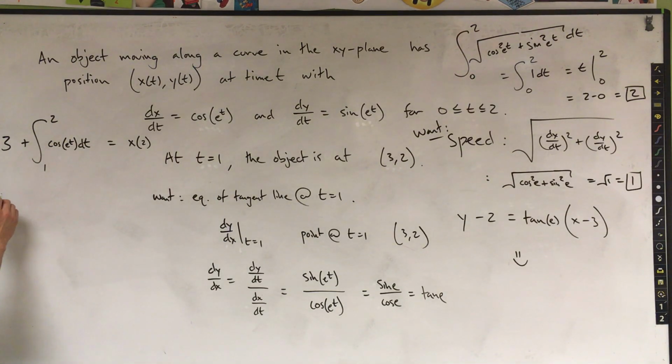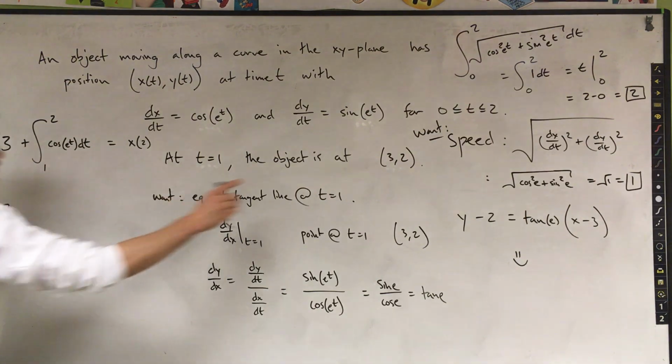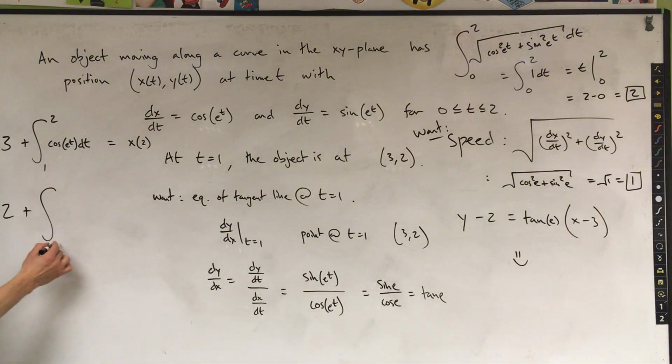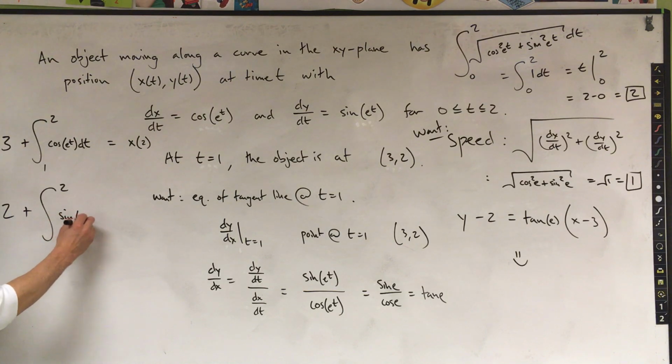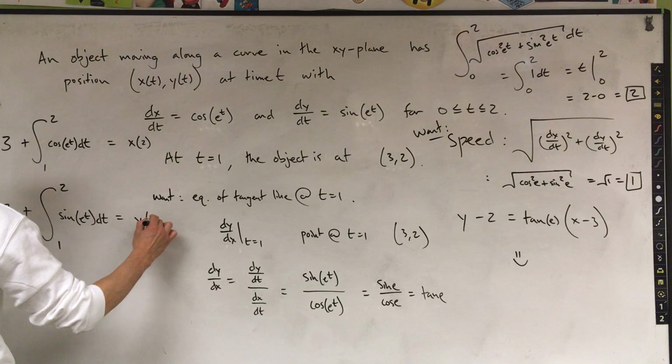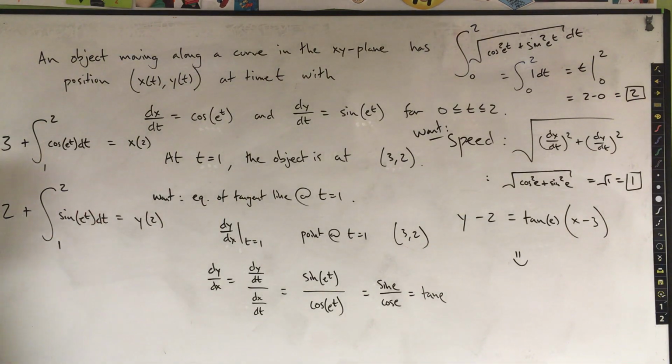And vertically, I started at 2 at 1. If I add on the change in position, vertical position, between 1 and 2, which is just the integral of the rate, I should get y of 2. And once I have x of 2 and y of 2, I've got my position at time 2.